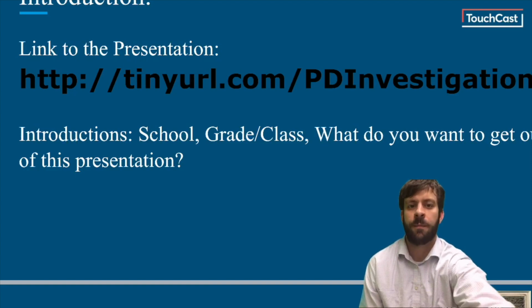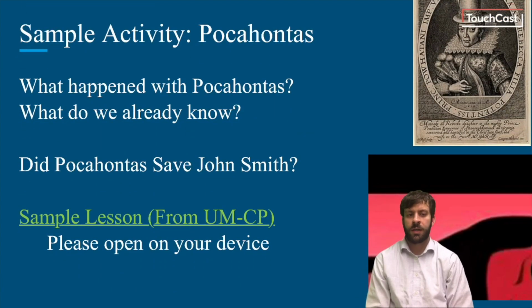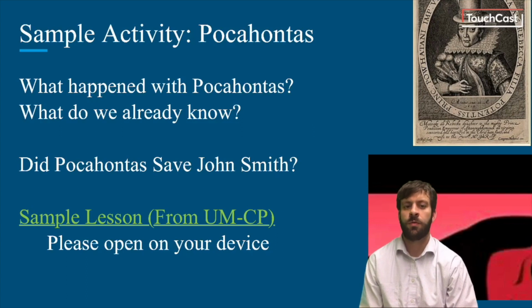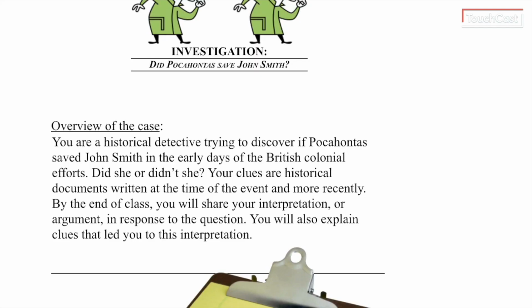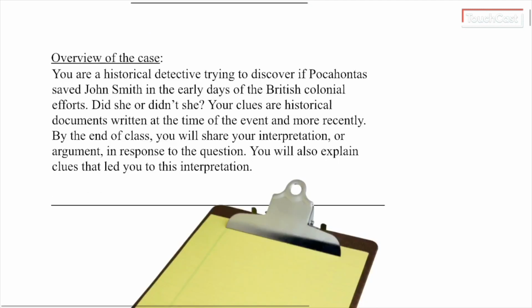So we start with a sample activity on Pocahontas. A lot of the students will be familiar with Pocahontas from the movie, and the sample lesson from the University of Maryland College Park is here. We're just going to go through that briefly to show what I would do if I get this activity for a class. So what this document shows is it tells us a little bit of background information about Pocahontas. Then the student's goal is to look at the numerous sources and figure out if Pocahontas really saved John Smith.